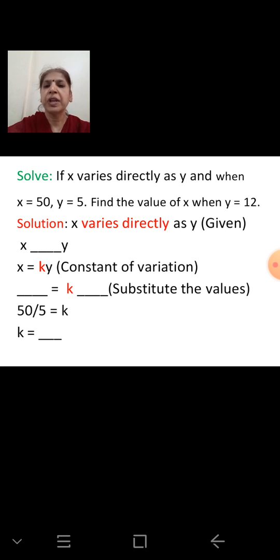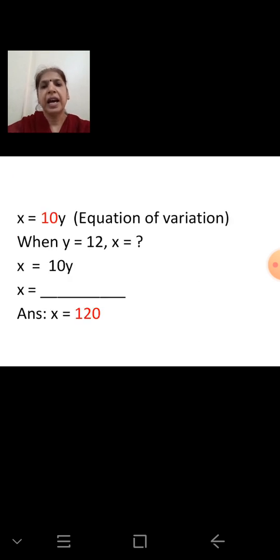Then what do you have to do? You have to bring 50 to the other side of the equality. So 50 upon 5 is equal to k. Now the numbers are divisible by 5. So 5 ones are 5, 5 tens are 50. k is 10. It means the constant of variation is 10. Now we will change into the equation of variation, that is x is equal to 10y. This is our equation of variation.